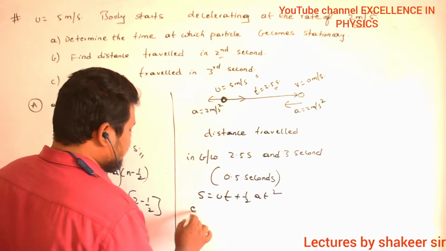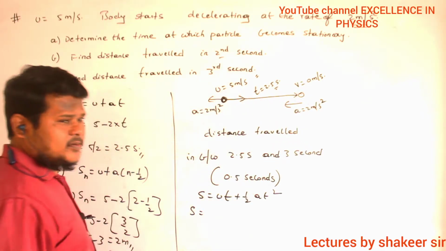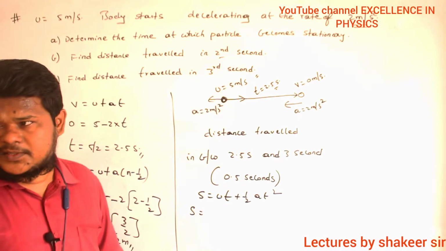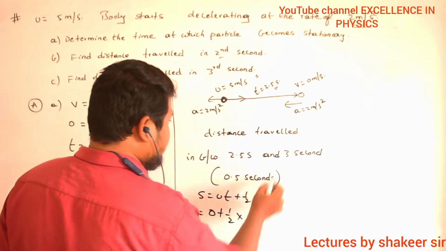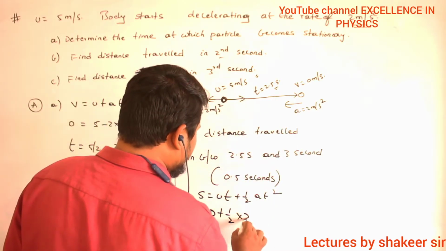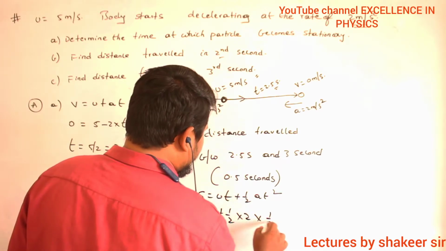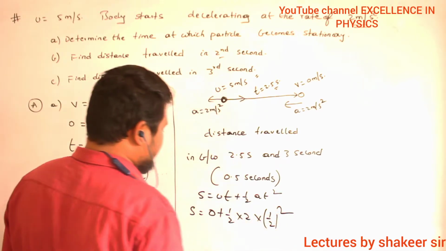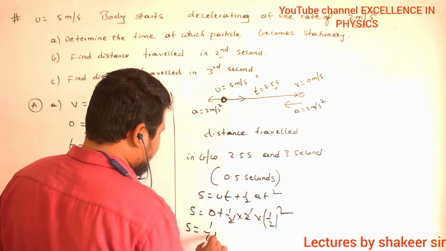So displacement is S. Initial velocity is 0 only, no? After 2.5 seconds, it has stopped now. So initial velocity is how much? 0. Clear, no? Plus half into what is the acceleration? Acceleration is continuously acting, 2. And what is the time taken? Time taken we are taking 0.5 seconds. So 1 by 2 whole square. So 2 and 2 get cancelled. So S is equal to 1 by 4 meters.